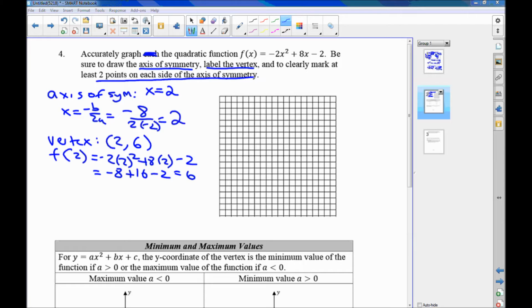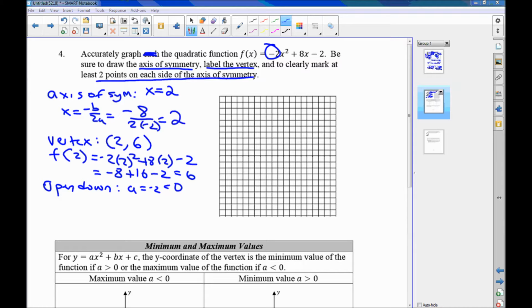All right, so this parabola is also going to open downward because my a value is negative. Okay, so a, which is equal to negative 2, and that is less than 0. All right, so let's plot our axis of symmetry and our x and f axis here.